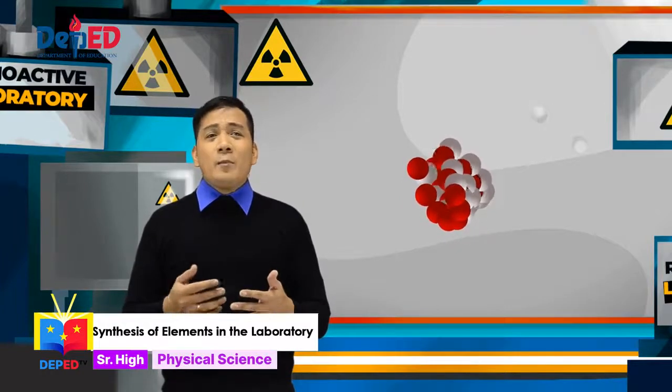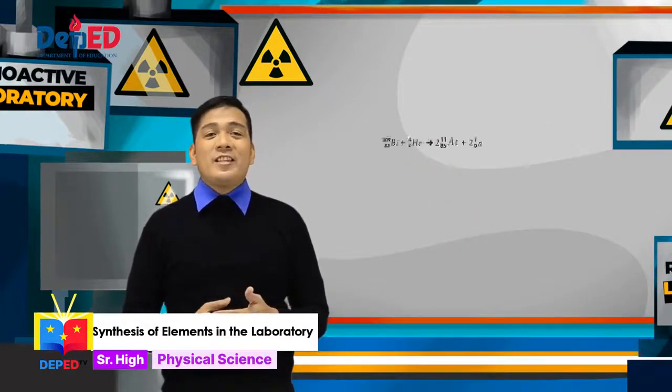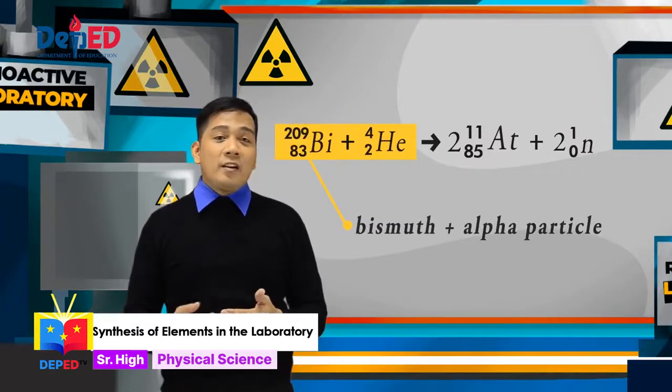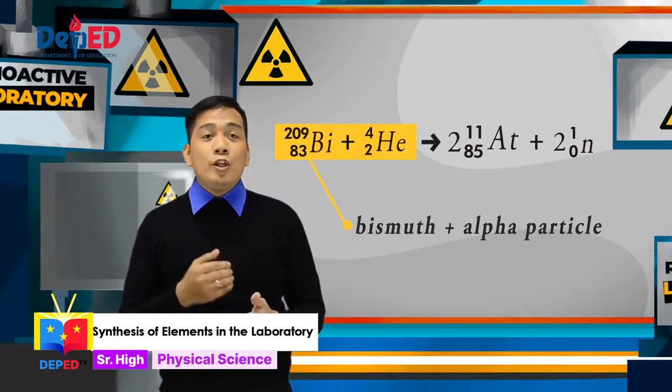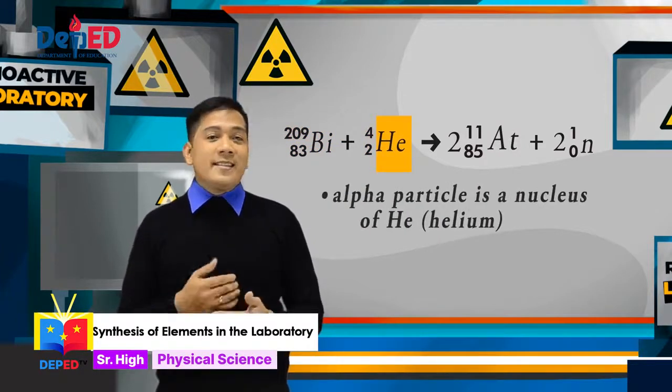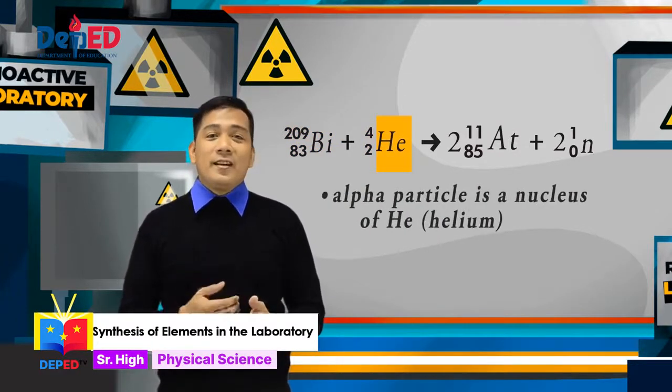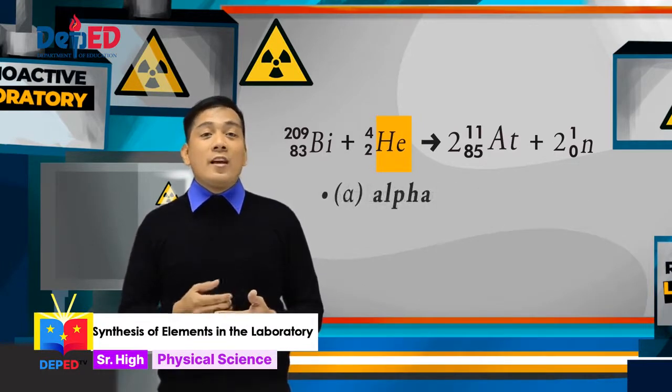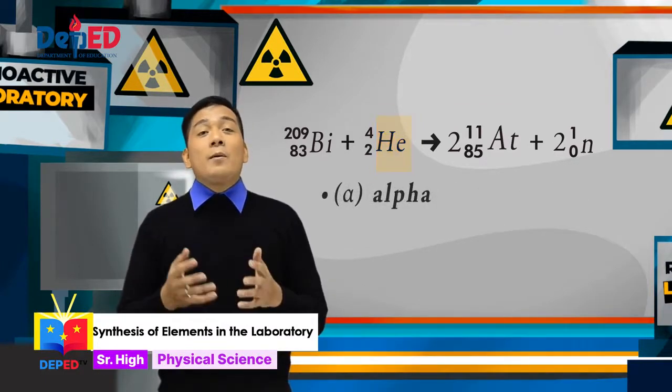We can also see the process by just looking at the equation. Bismuth and alpha particle were added together. Notice that for alpha particle, we used the symbol He. This is because alpha particle is technically a nucleus of helium. We can also use the Greek letter alpha to symbolize alpha particle.